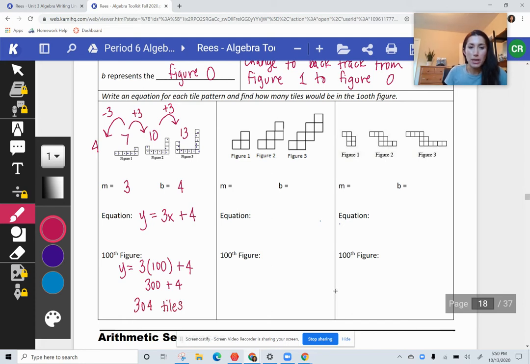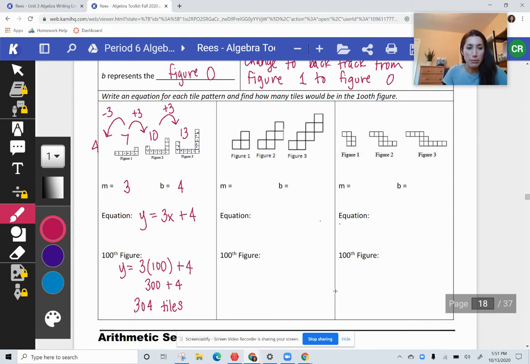Okay. And we can also check this with our equation. Like, for example, if I put a 1 in there, 3 times 1 is 3. 3 plus 4 is 7. Good. That worked for figure 1. If I put figure 2 in there, 3 times 2 is 6. 6 plus 4, that gives me 10. I can also plug in 3. 3 times 3, that is 9. And if I add 4 to it, I'm getting 13. So it should really work for any figure number.